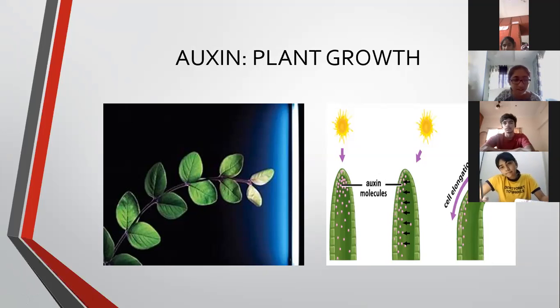Can you repeat it once? Why is the auxin concentration present more away from the light? Not towards the light, but away from the light. Ma'am, so that the cells can elongate? Yes, so that the cells, sunlight. Correct. So that the cells can elongate and the stem can take the bent structure to move towards the light. Is it clear to all of you now?